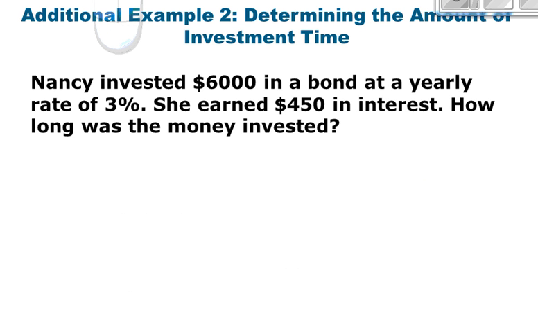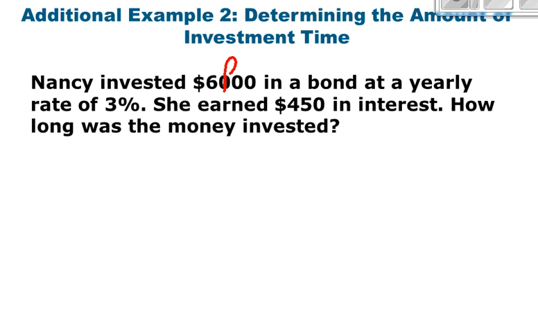Nancy invested $6,000 in a bond at a yearly rate of 3%. She earned $450 interest. How long was the money invested? In this case, we're given different pieces of information.